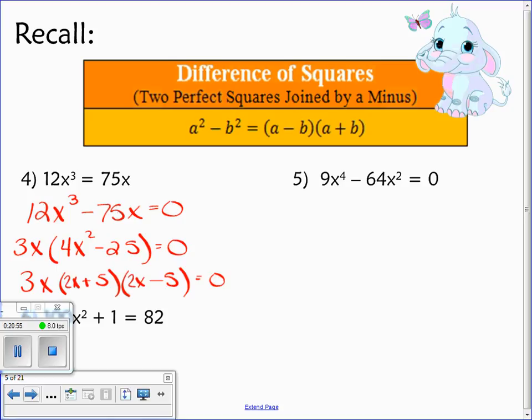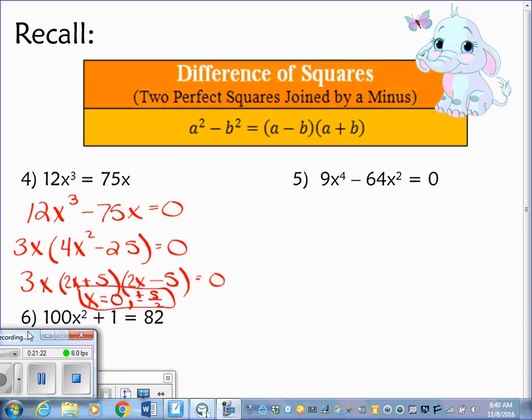Can we solve? We sure can. x equals 0, and then plus or minus 5 over 2 because I'm lazy. Negative 5 over 2, positive 5 over 2. I'm just lazy and wrote it all together. Why don't you guys do the next 2 on your own?